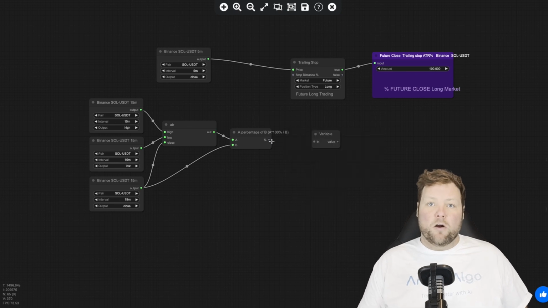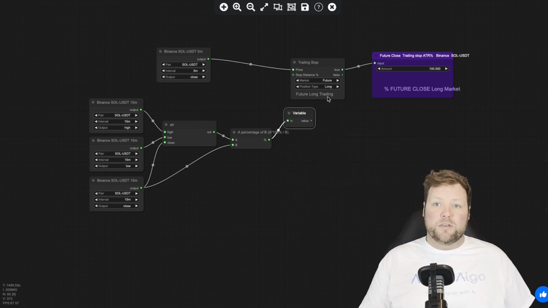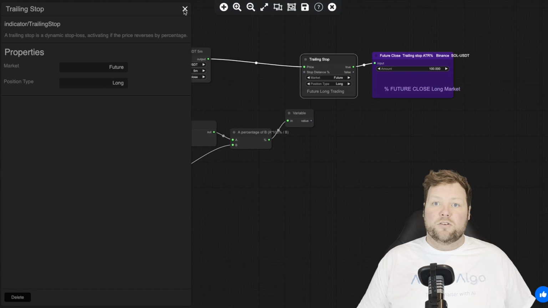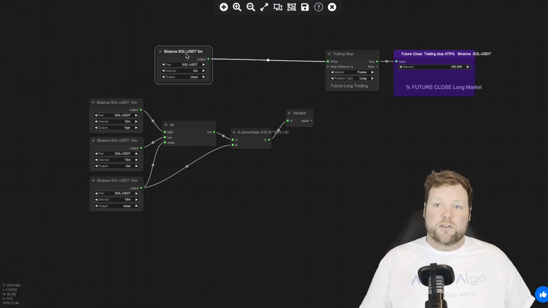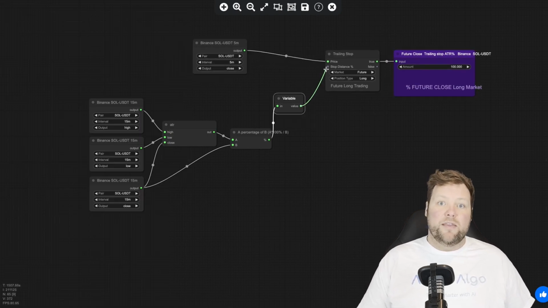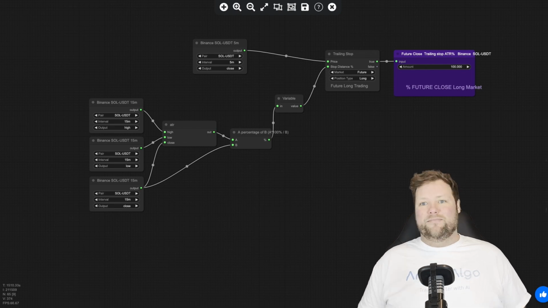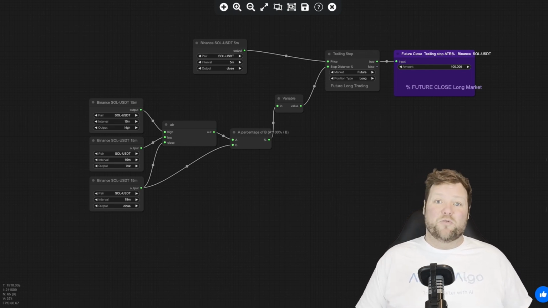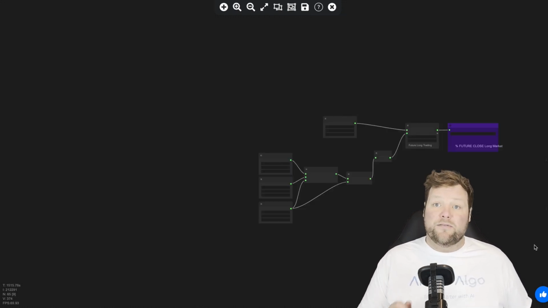I'm measuring the ATR on a 15-minute time frame and the stop is based on a 5-minute time frame. So I'm going to use a variable block to capture the stop distance every 15 minutes and then feed this into the trailing stop block. Sounds cleverer than a simple fixed distance, right? But let's take this one step further.